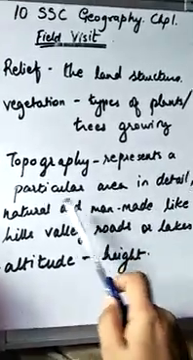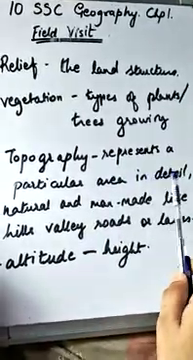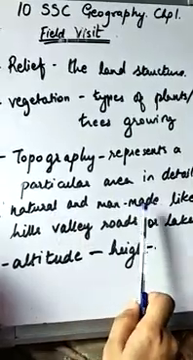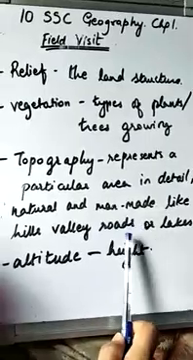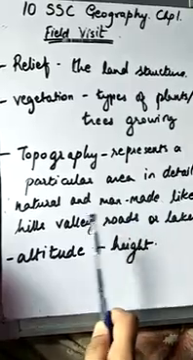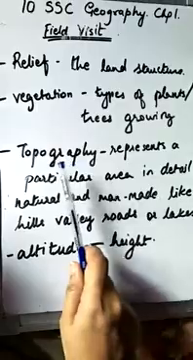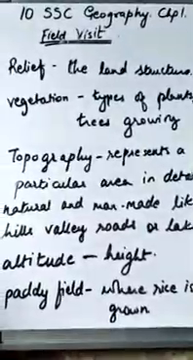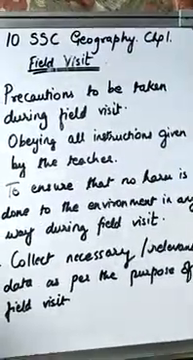Topography represents a particular area in detail. Everything about a particular area will be given in detail, about its natural and man-made things like the hills and valleys. These are the natural things. Then the roads which are man-made. So the road links, where the road passes through and where it reaches, all this and the lakes will be included in a topography. Then altitude refers to the height. Then we have the paddy field where rice is grown.